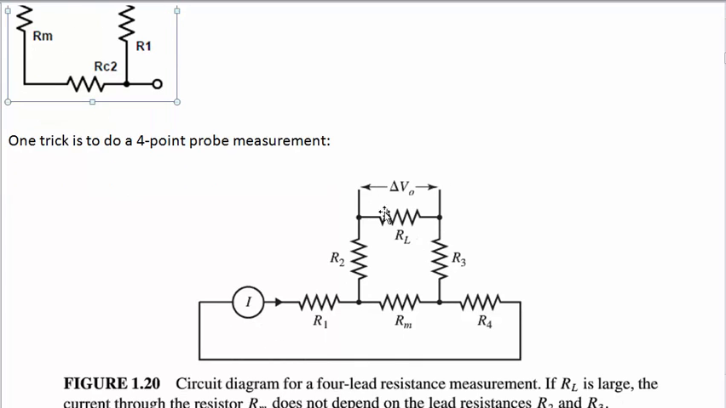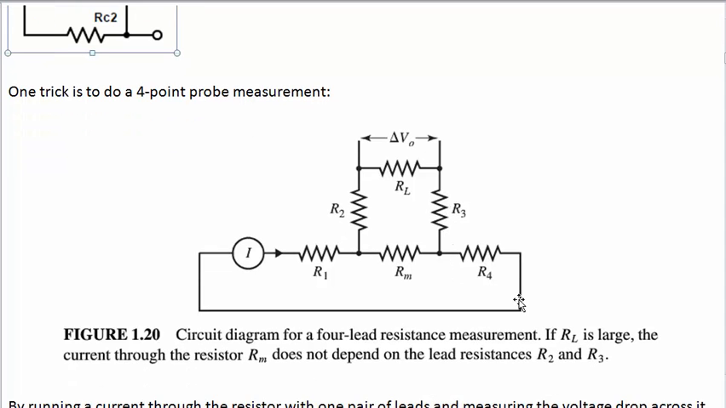Down here, you just put it in voltage mode, where the voltage drop is really just happening because of the current going through this one. There's no current going up through here, basically, compared to the current that's going through here. And so the 4-point probe makes a much more sensitive measurement.